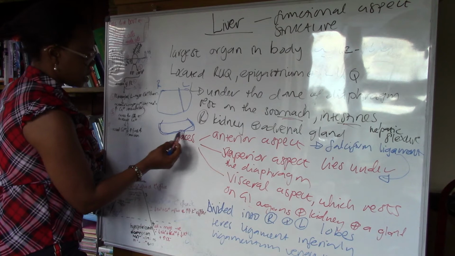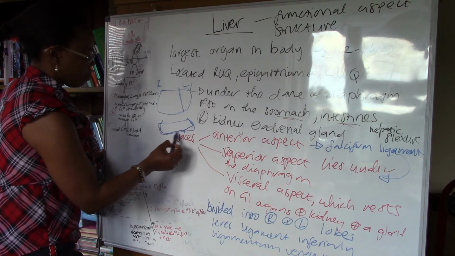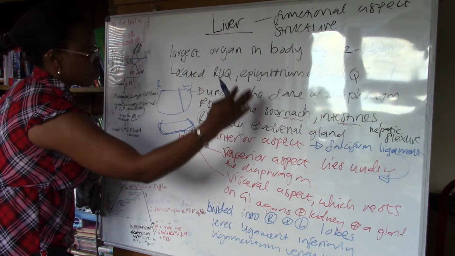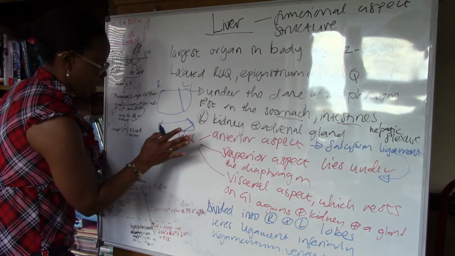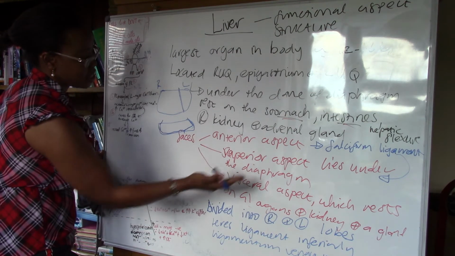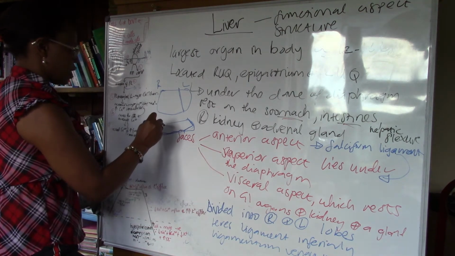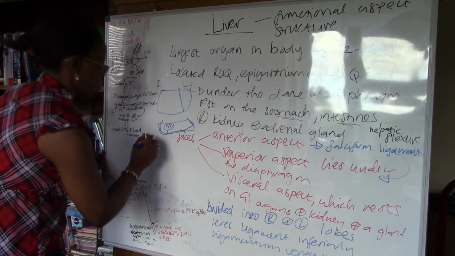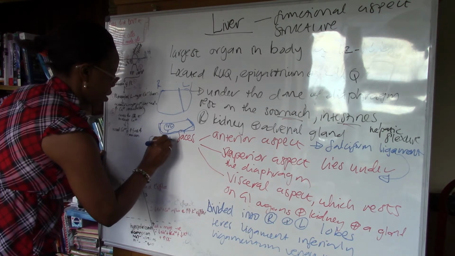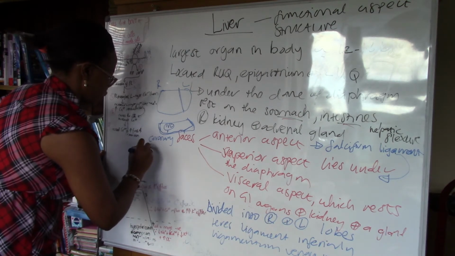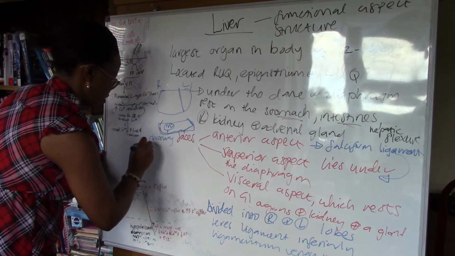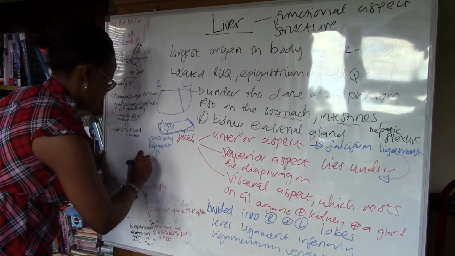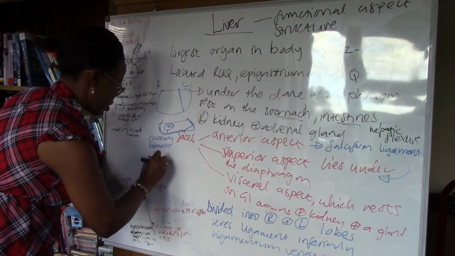But the importance of the anterior aspect going into the posterior aspect is that posteriorly there is the IVC there. So the IVC is related to the coronary ligament, which is an extension of the falciform ligament.